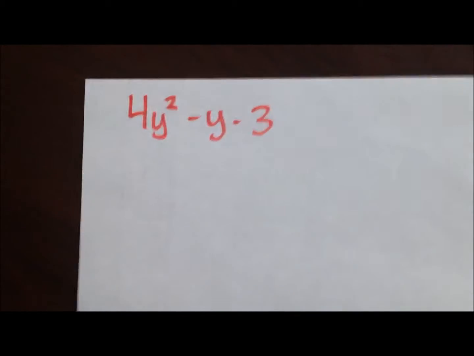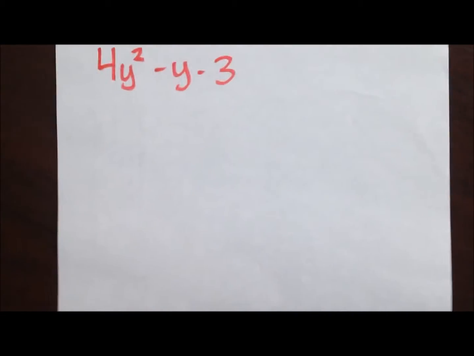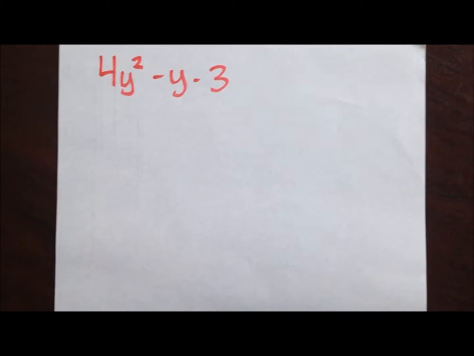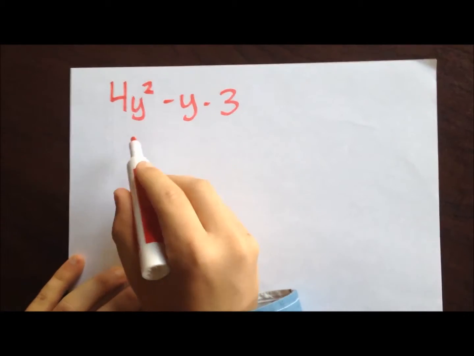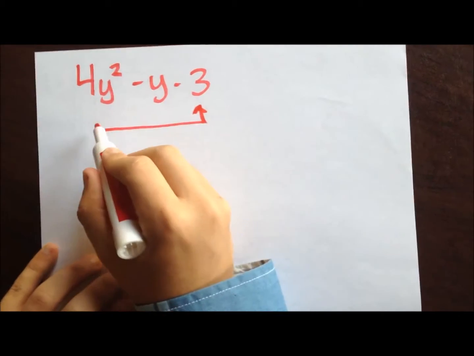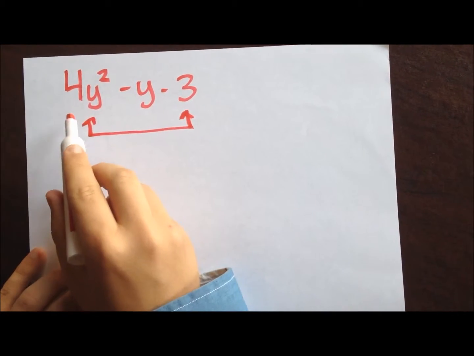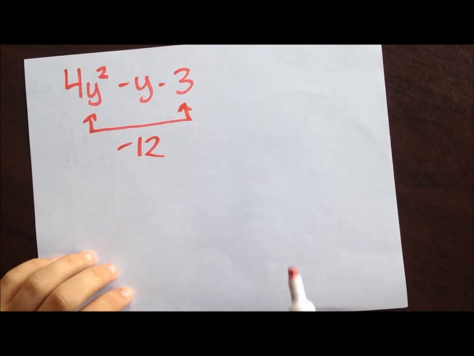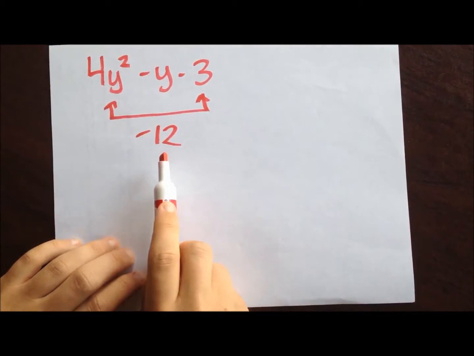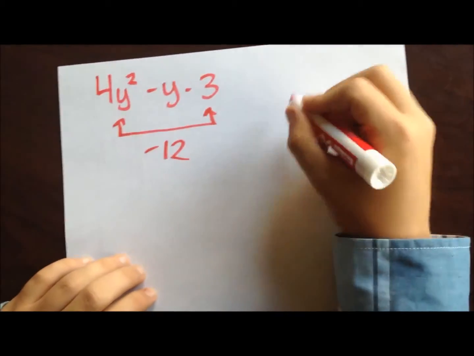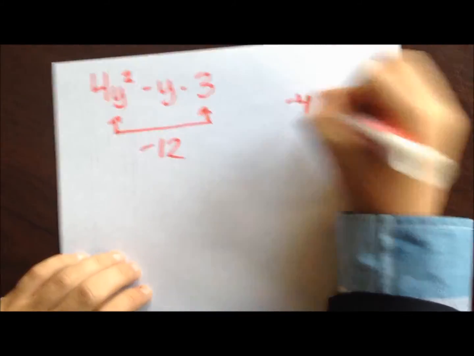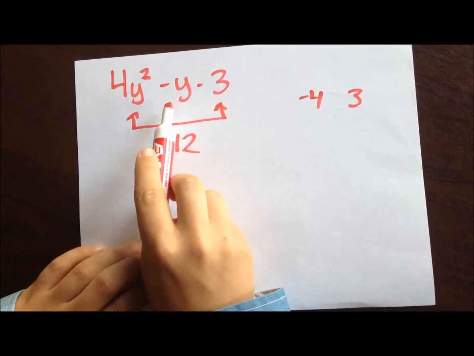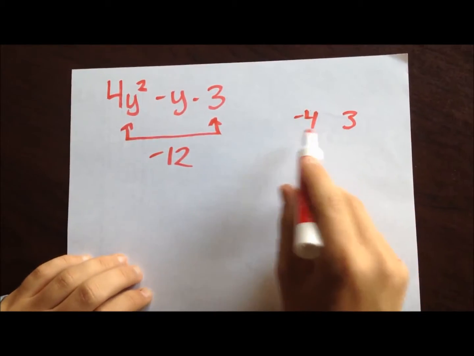So we've set up this equation for you. It's 4y squared minus y minus 3. To begin with, you're going to find the product of a and c, which is negative 12. And you're going to find two numbers that will multiply to get you negative 12. So let's just try negative 4 and 3. Multiply to get negative 12 and add to get negative 1. So those are your two numbers.